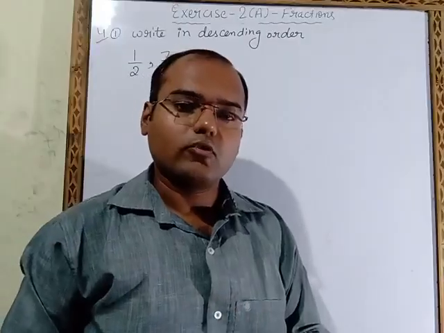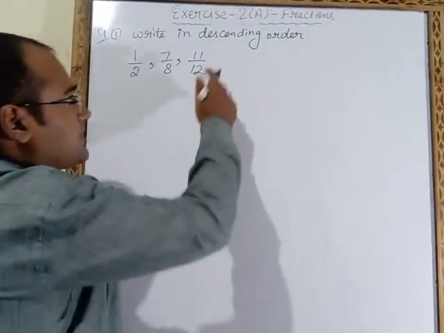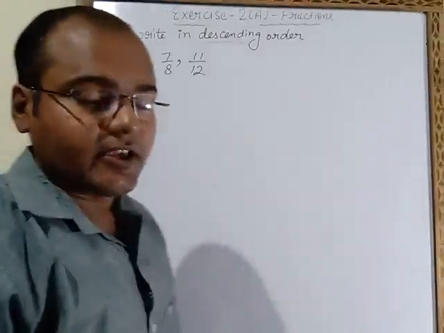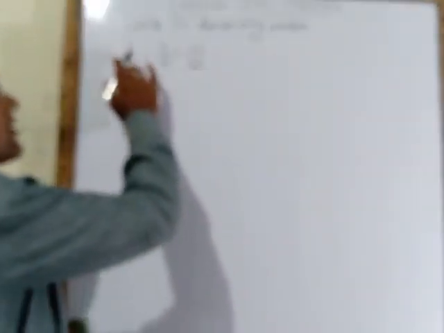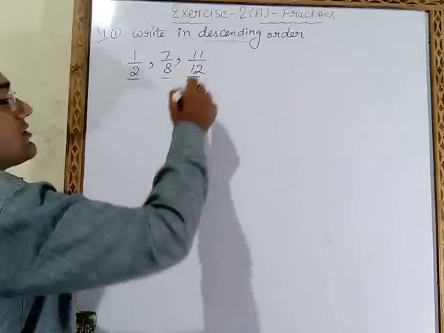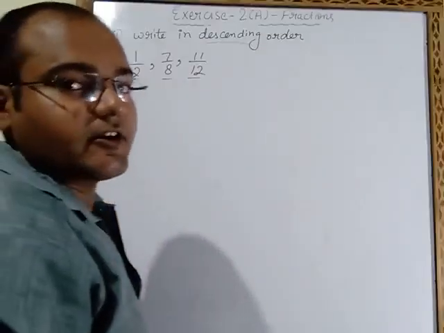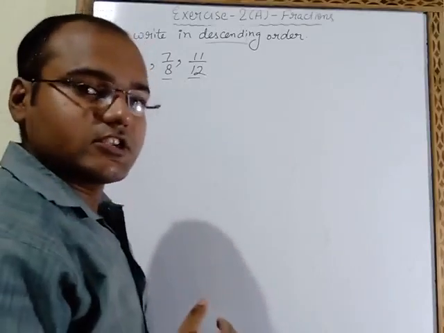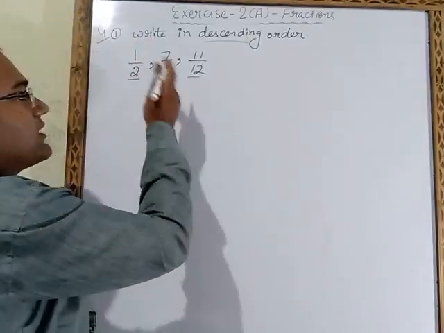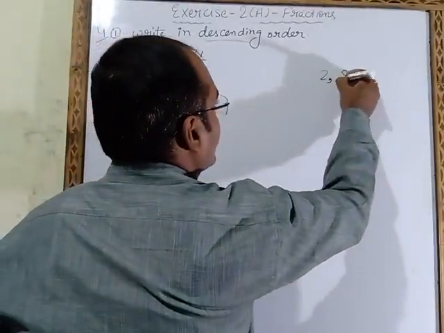Now come to the next question. Write in descending order. Descending is greater to smaller. First of all we have to write the greater number. So first of all you have to check the denominators. All the denominators are different. So we will not be able to identify which one is greater and which one is smaller. So first of all we have to take the LCM of 2, 8 and 12.